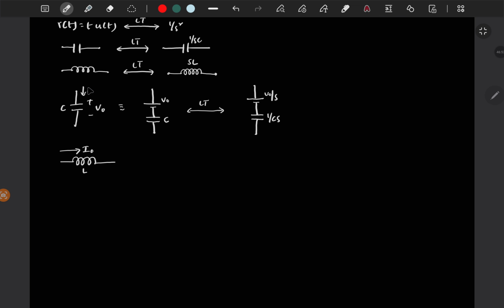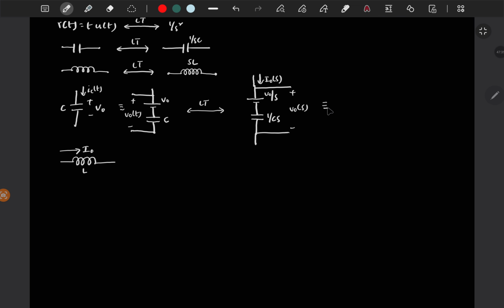So if some current flowing through that capacitor, let's say IC of t, and this is V naught, then this complete voltage across this branch is V naught, right? So this is V naught of t, which is nothing but V naught of S, and this current is I naught of S.